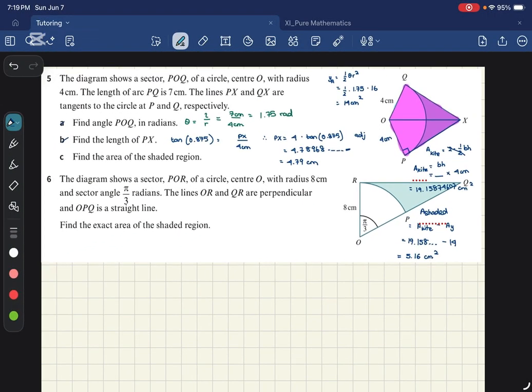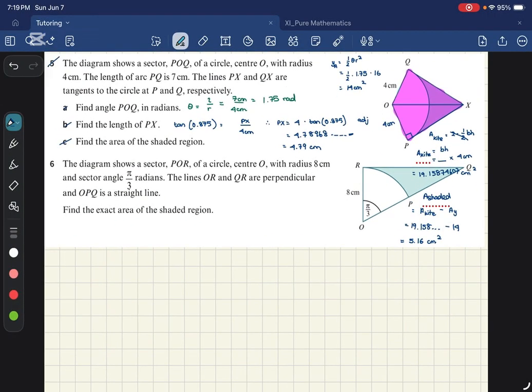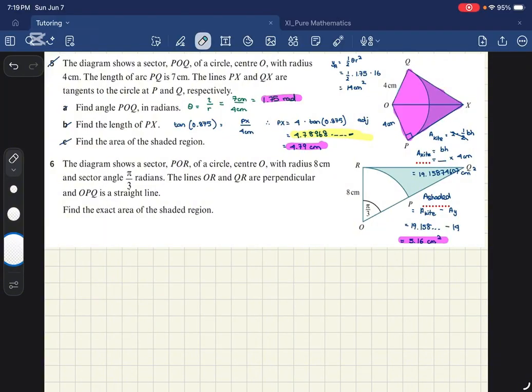All right. So we are done with question 5. I hope the explanation was clear, right? So the answers are 1.75, 4.79, and 5.16 centimeters squared. But when you are using the value, please use the whole long value, and you round off at the end. So it's always helpful to save the long value as well. All right, so we are done with question 5. So I hope I can erase this so that I can move on to question 6.